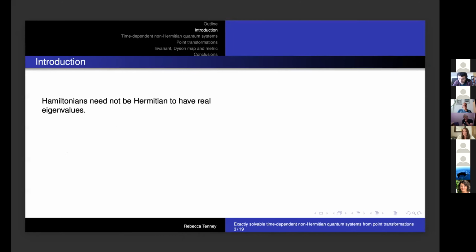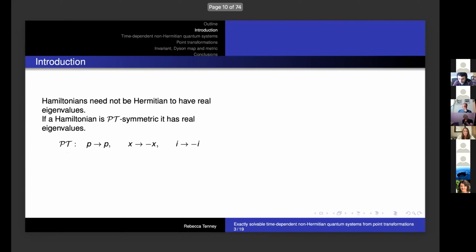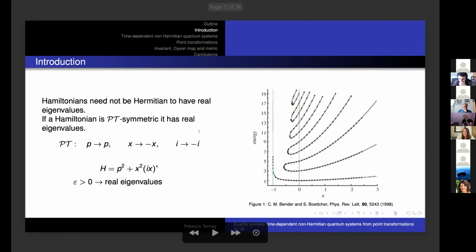Okay, so to start with, it's something we all know now. Hamiltonians do not have to be Hermitian to have real eigenvalues. They can be PT symmetric. So standardly, we know that for a one-dimensional Hamiltonian under PT, P goes to minus P, X goes to minus X, and i goes to minus i. And the same picture that Taka had before that we're all familiar with, showing that the eigenvalues are real for this Hamiltonian if epsilon is greater than 0.